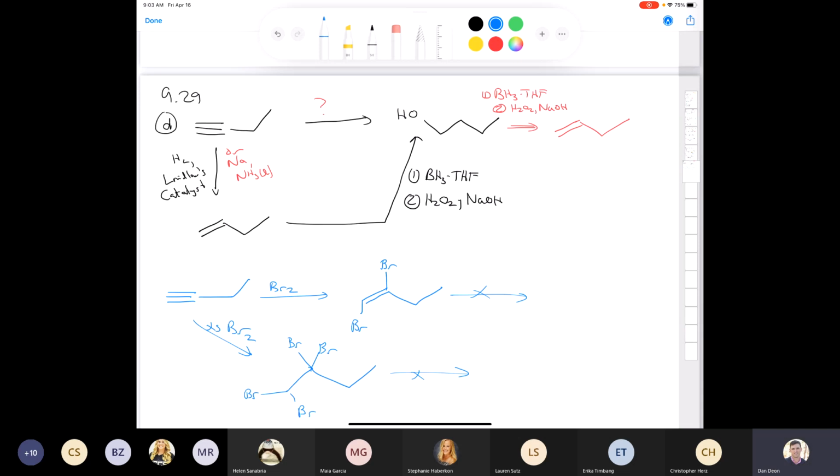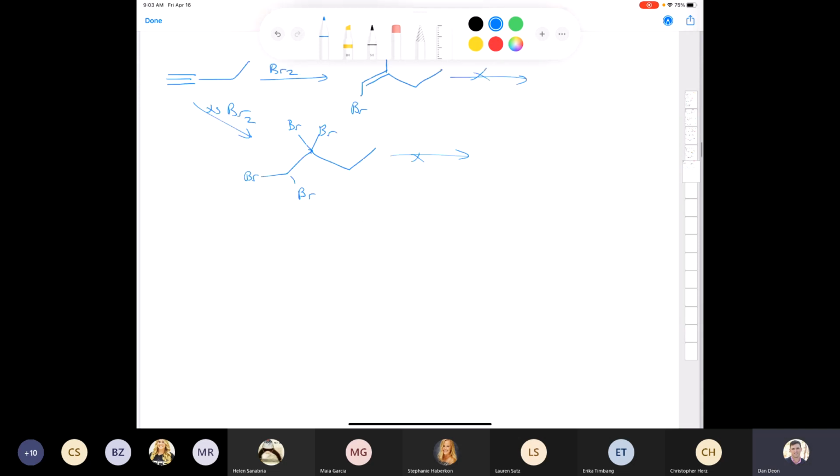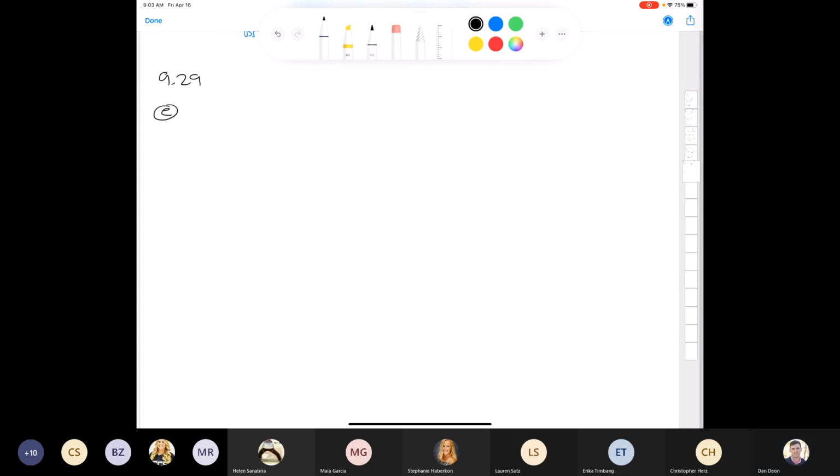Okay. All right, let's move on to E. So this is 9.29E. We've got 1-butene again. The author is obsessed with 1-butene, and we want to make this compound.